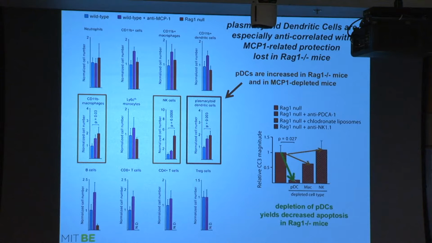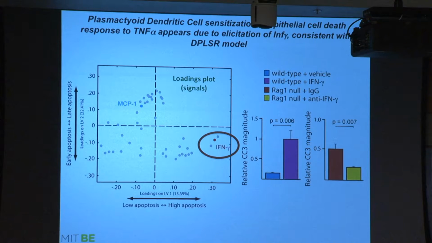And now you can test that again by depleting various cell types. And now, as predicted by this analysis, depleting the plasmacytoid dendritic cells, from wild type mice or from RAG1 mice, now makes them behave like wild type. So if I have RAG1 knockout mice that have aggravated apoptosis, now if I deplete the plasmacytoid dendritic cells, they're like wild type. They're protected from apoptosis. Okay, and now why is that?